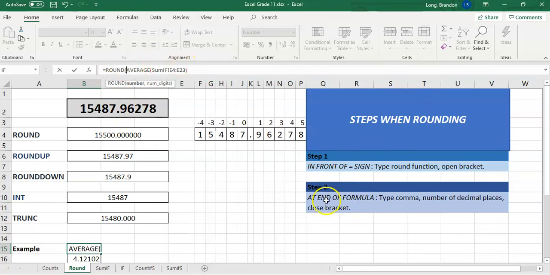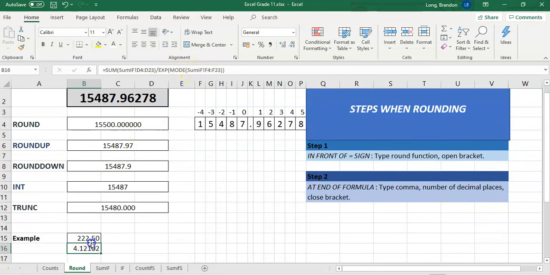Then second step, at the end of the formula, so we move right to the end of the formula, you type comma and then the number of decimal places you want to have. So in this case, let's say 2 decimal places, and then your close bracket. So comma 2 close bracket. So in the front, round open bracket, in front of the equal to sign, at the end, comma 2 close bracket, and there we can get our round function to work.